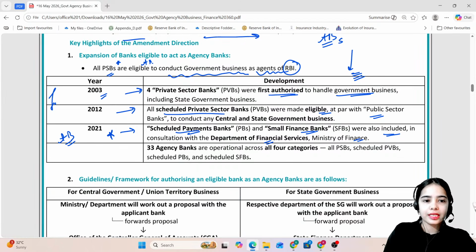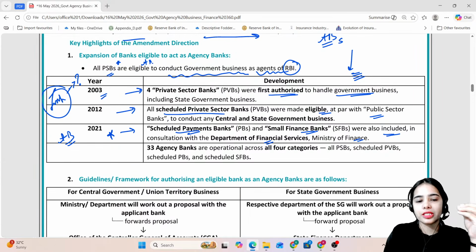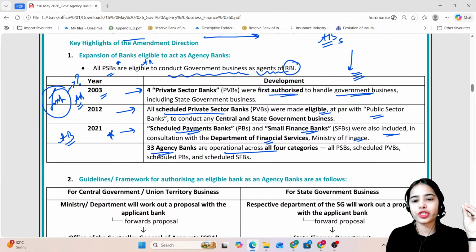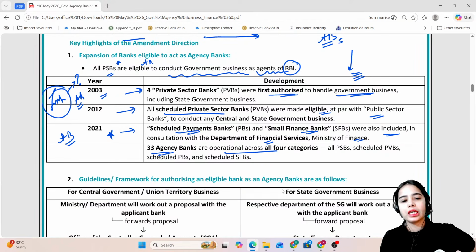This is something that is important, which entities can become the agency banks. The timeline is not so important, but remembering which banks can become the agency banks is important. Now 33 agency banks are operational across the 4 categories. So that is the idea.